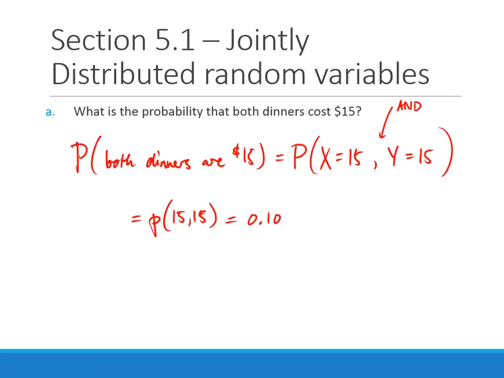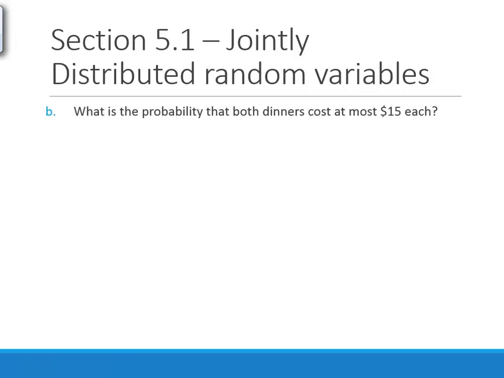Okay, pretty straightforward. Let's do one more question here. What's the probability that both dinners cost at most $15 each? So in terms of x and y, how can I write that out? The probability that x is less than or equal to 15, and y is also less than or equal to 15, right? So for x and y, I want them both to be less than or equal to 15.